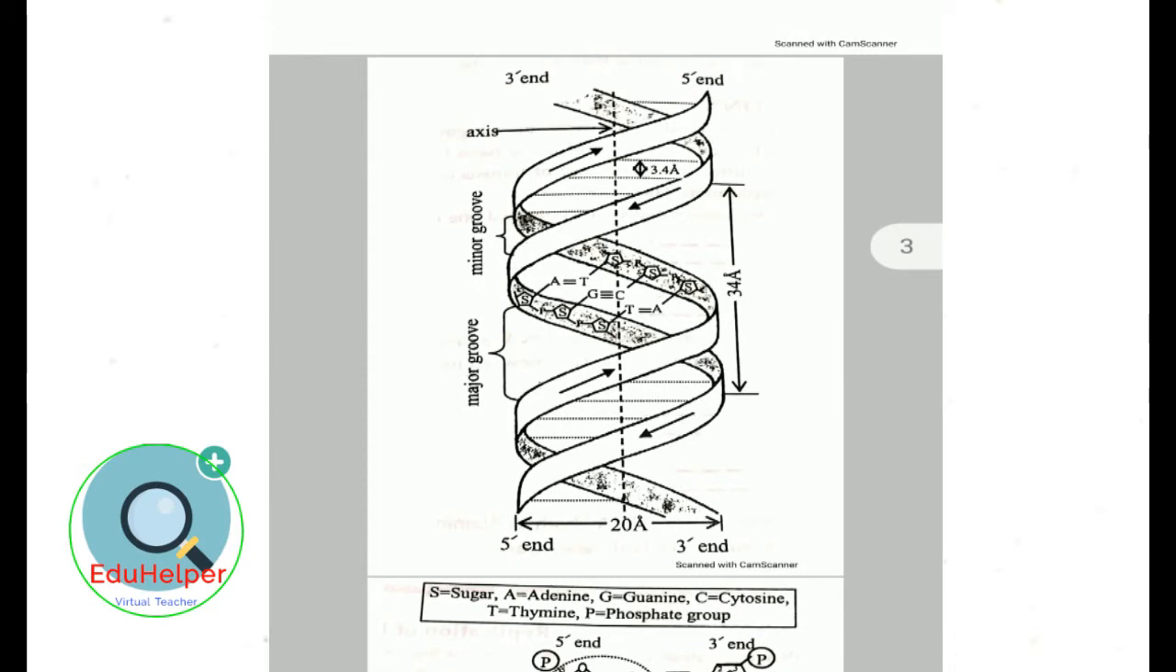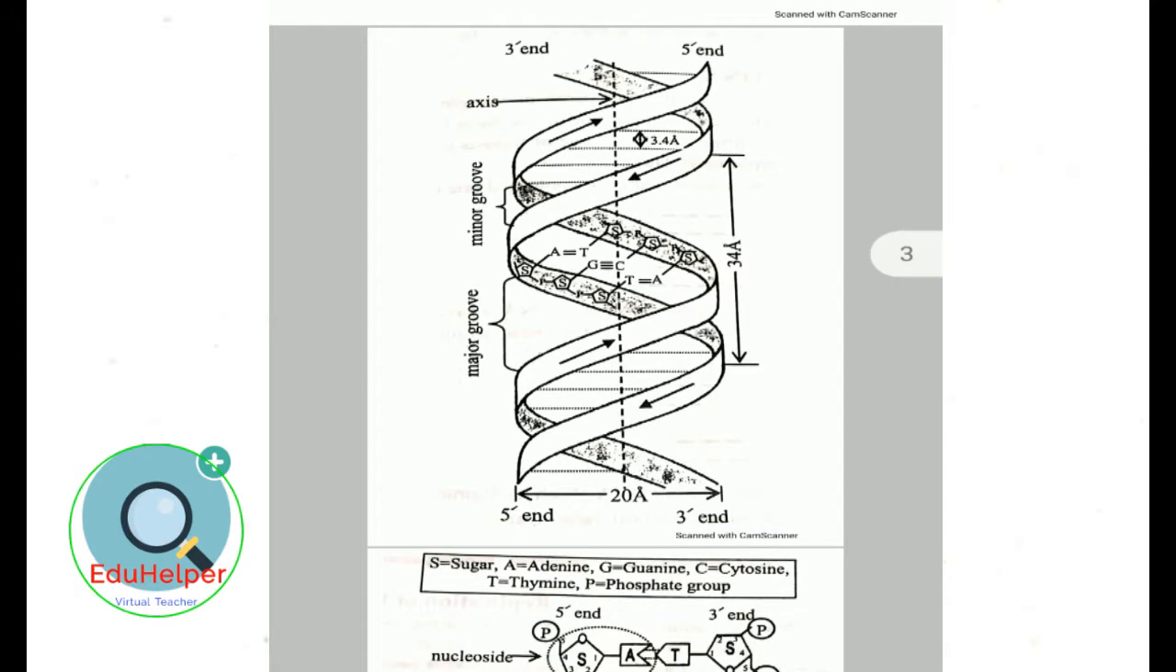3.4 angstroms separate the planes in which adjacent base pairs are located. The double helix makes a complete turn in just over 10 nucleotide pairs, so each turn takes a little more than the 34 angstroms shown in the diagram. The diameter of the helix is 20 angstroms. The path taken by the two backbones forms a major groove and a minor groove.